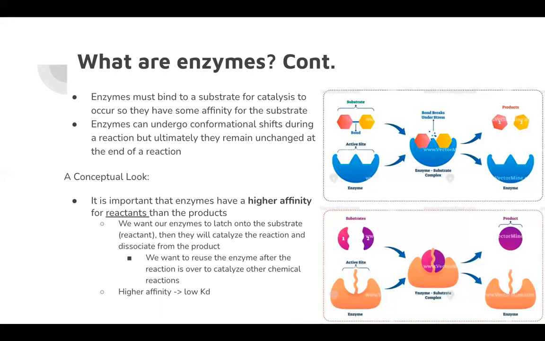So the enzyme at the end of the reaction will release the product, and then enzymes are reusable. It will release the product and then find new substrates or new reactants to redo the reaction over and over again. And that's why enzymes have high affinity, or if you think about it in the inverse way, they have a low KD or a low dissociation constant. So does anyone have any questions about that? No? Okay.